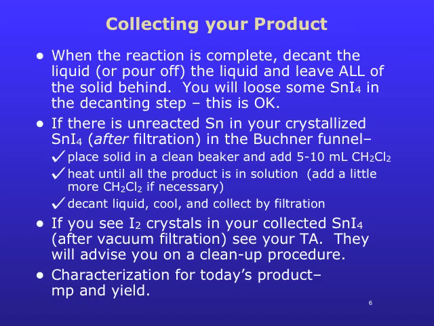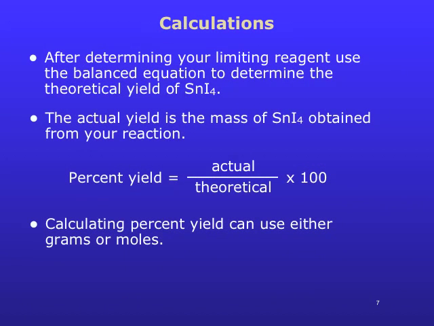Product characterization is completed using melting point and % yield calculation. To calculate the percent yield, you must determine the limiting reagent, and using the balanced equation for this reaction, determine the theoretical yield. Your actual yield will be the mass of your dried product at the end of this synthesis. The percent yield calculation can be completed using either moles or grams.